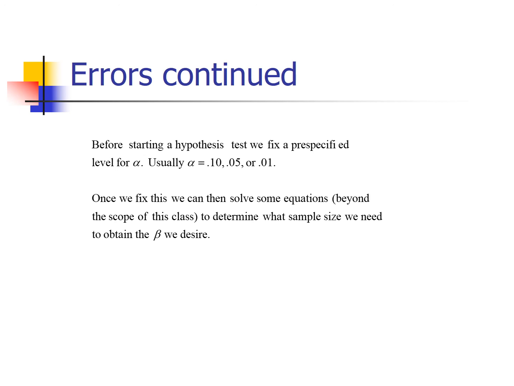Once we've selected our alpha, a lot of researchers actually stop there, but ideally you should then decide what your ideal beta is. There's not really a universally accepted beta, but again, ideally you want it to be low, maybe something like 5% or 10%. And then you have to use some equations that are a bit complex and beyond the scope of this class, but they exist and they're out there. Use some equations to figure out what sample size you need to get the beta you desire.